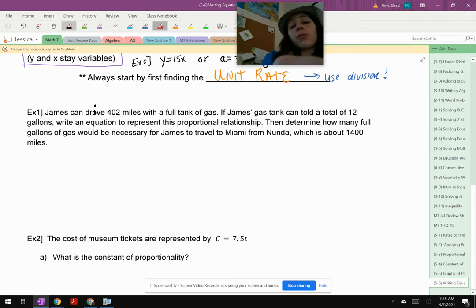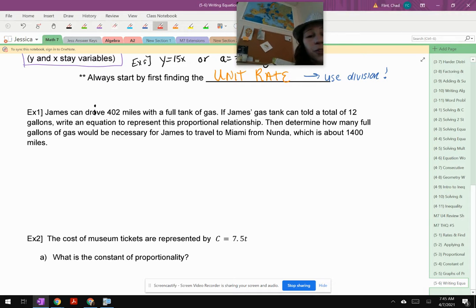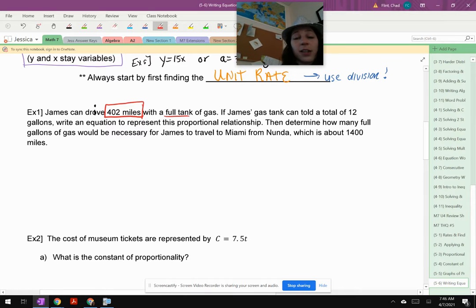You've got to break it down. In word problems, you have to read more than once, otherwise it's just going to hurt your brain. So James can drive 402 miles, and that's important, 402 miles with a full tank of gas. And a full tank of gas is 12 gallons.